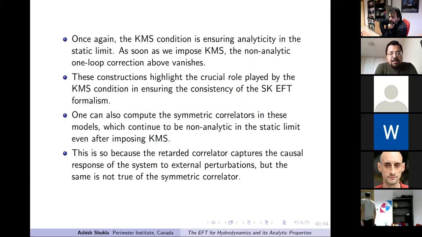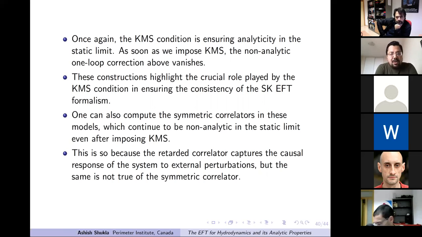Now one can also compute the symmetric correlators in these models, which we did in the paper, but I didn't have the time to show them here. And interestingly, these symmetric correlators continue to be non-analytic even in the limit omega goes to 0, even after imposing the KMS condition.